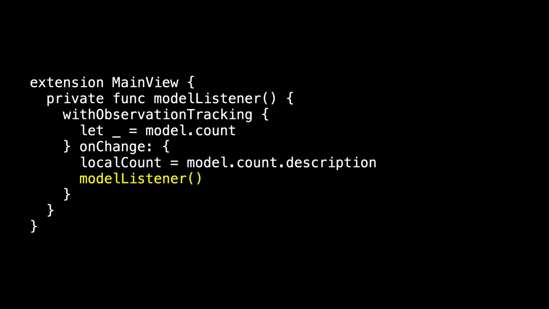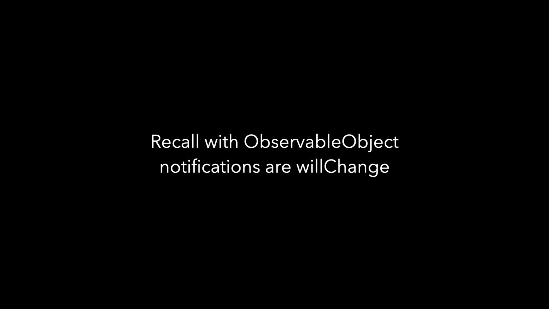So our local count only updates once. So after the update, we need to say, keep listening. And so let's add this line, modelListener. So onChange, after we update our local count, we call modelListener recursively. And now when we run it, we see both of them update on each button press, but the local count is 1 behind model.count. It continues, but it's 1 update behind. And that's tied to how SwiftUI updates. Recall with ObservableObject, the notifications are willChange, not didChange. SwiftUI needs to note when something's about to change.